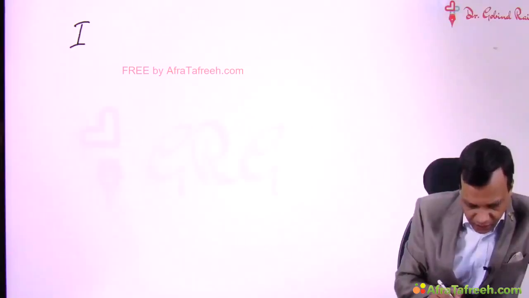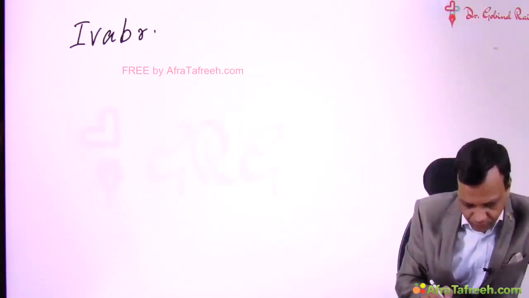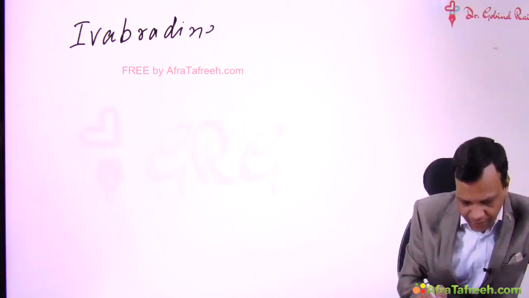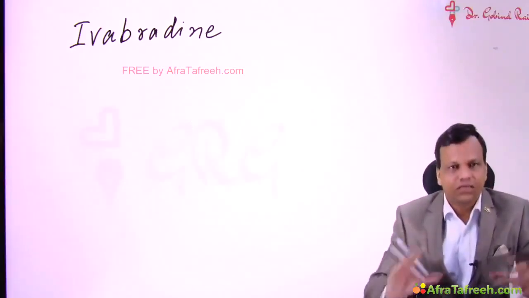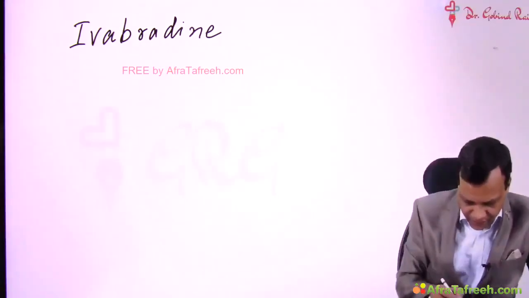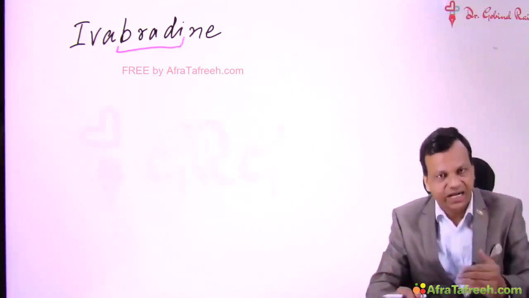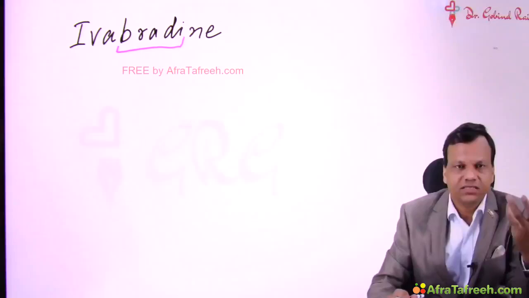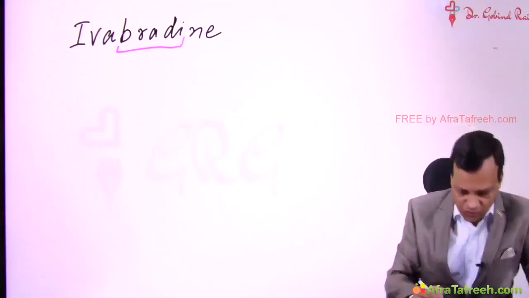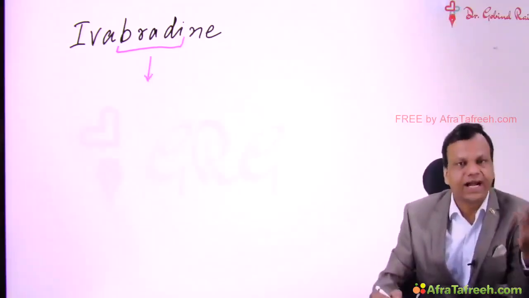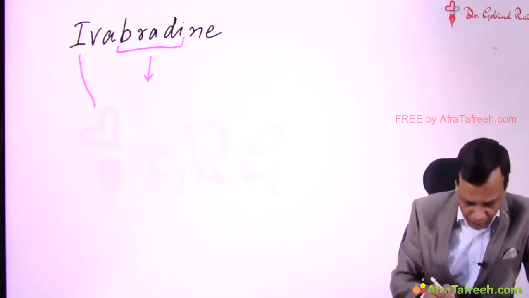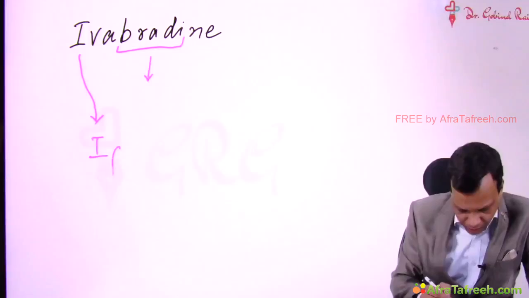Now apart from the BNP pathway, another method of treating congestive heart failure is a drug called ivabradine. This is a drug, as the name tells, which acts by causing bradycardia. We know when we decrease the heart rate, then the work of the heart decreases. In CHF, the work is more.